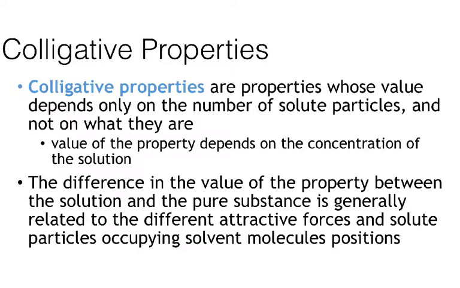The rest of chapter 12 is going to be discussions of different colligative properties. Now, a colligative property is a property of a solution whose value depends only on the number of solute particles, not on the identity of those solute particles. So the difference in whatever property we're looking at versus the pure substance is going to be related to the attractive forces and solute particles occupying solvent spaces, and not on any direct chemistry happening between solute and solvent.